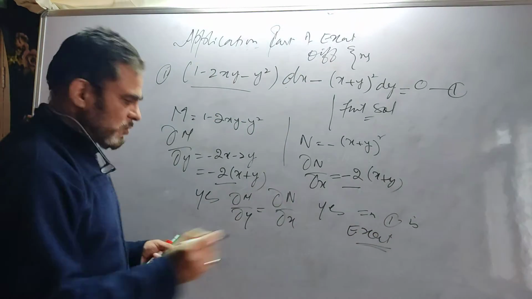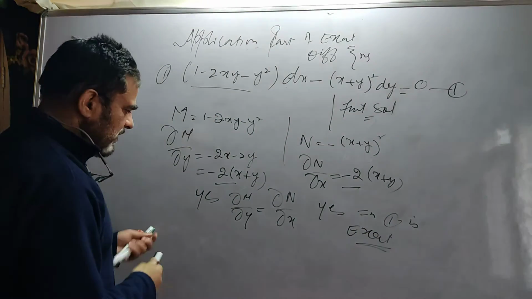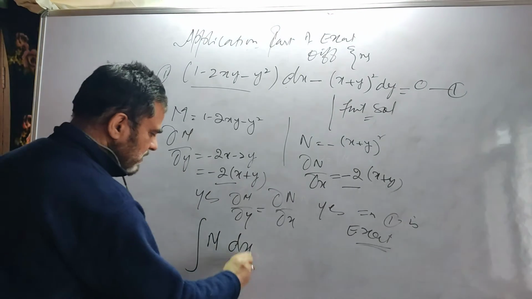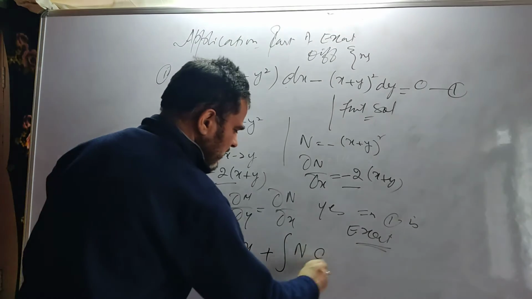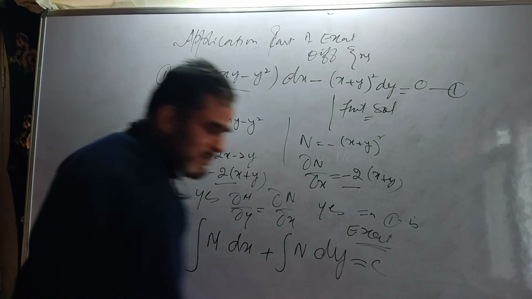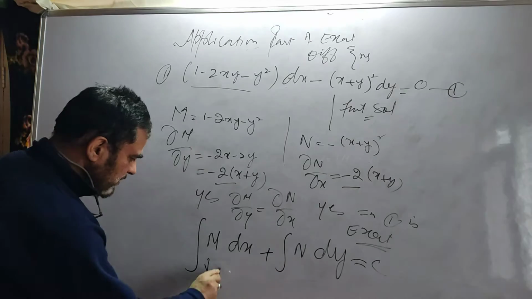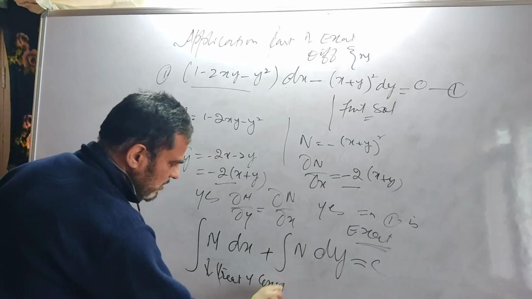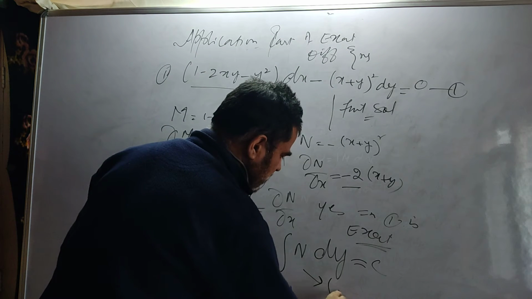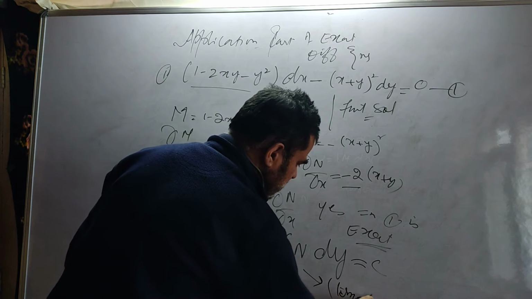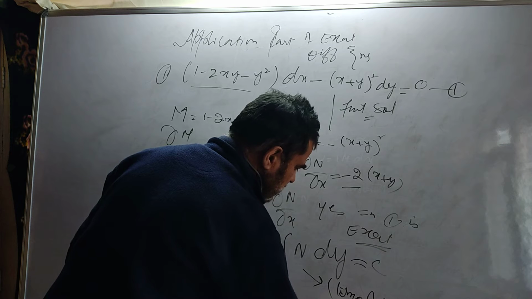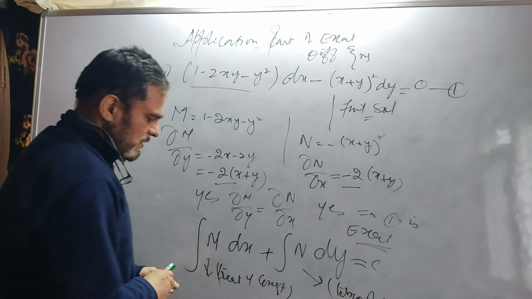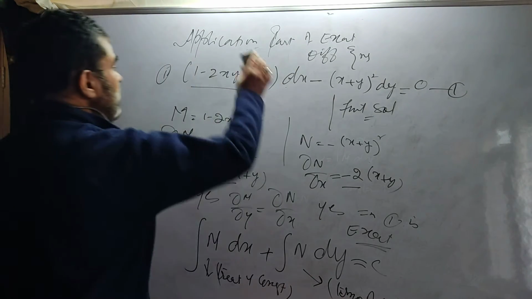It is exact. So what is the solution? The solution will be integral of M dx plus integral of N dy is equal to some constant c. Here you have to treat y as constant. Here you have to take those terms of N which are free from x.